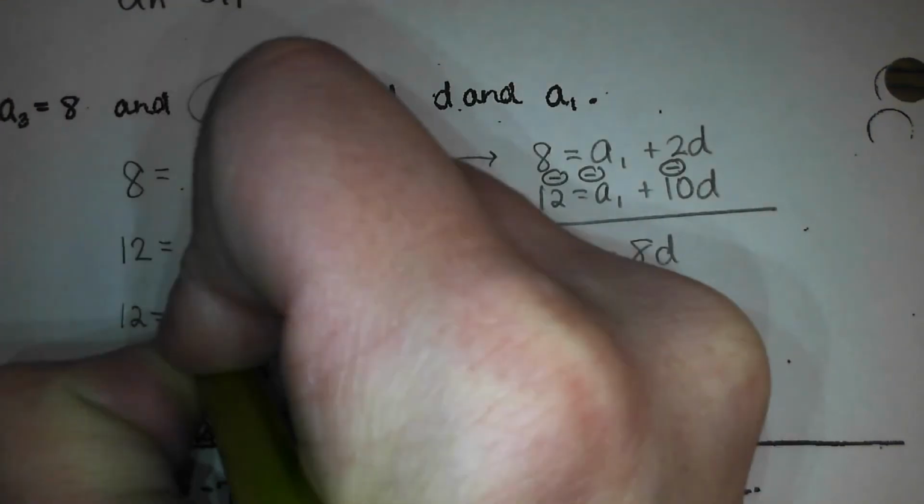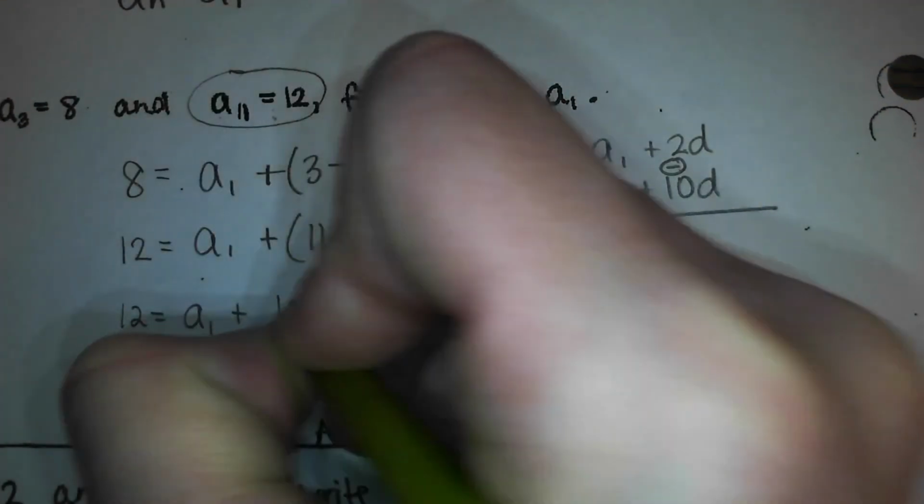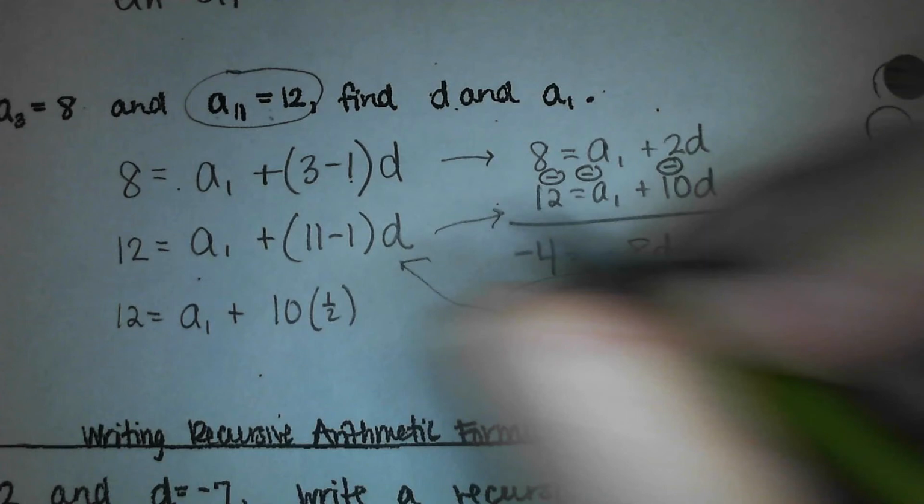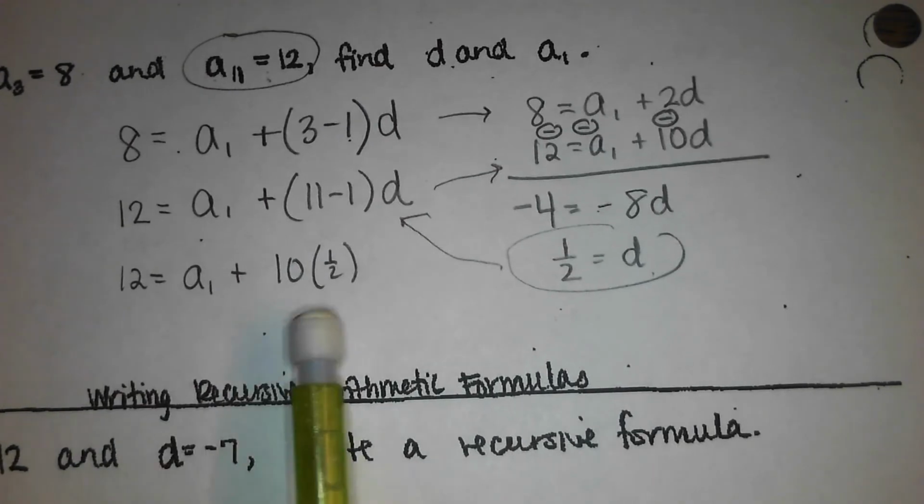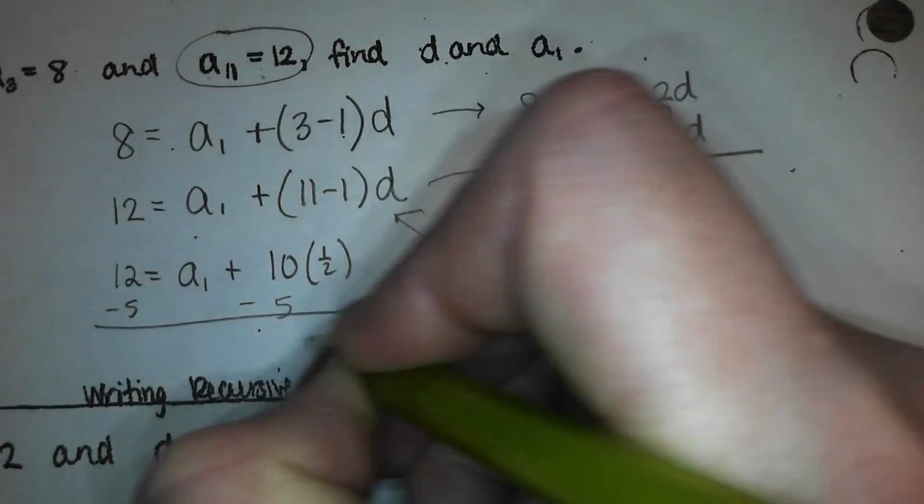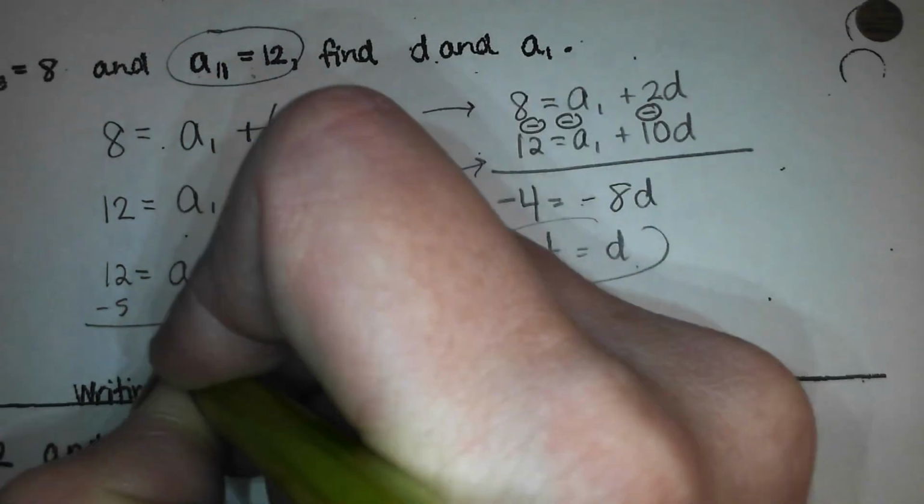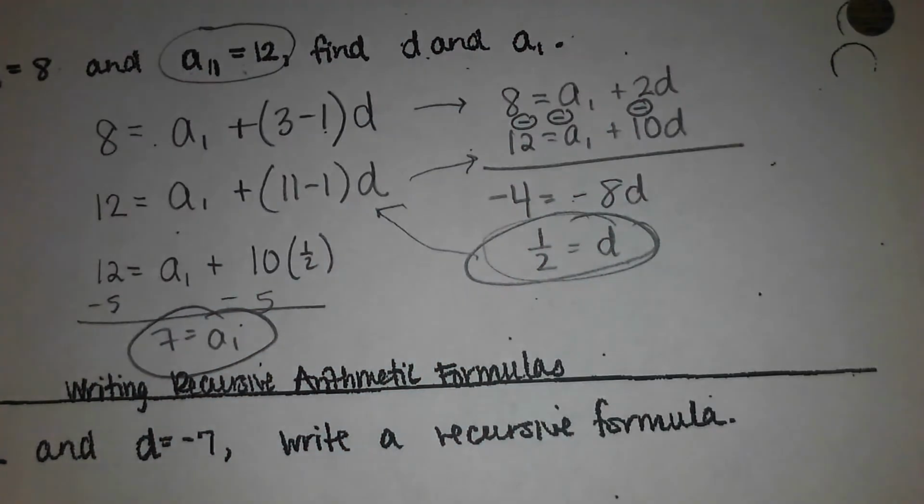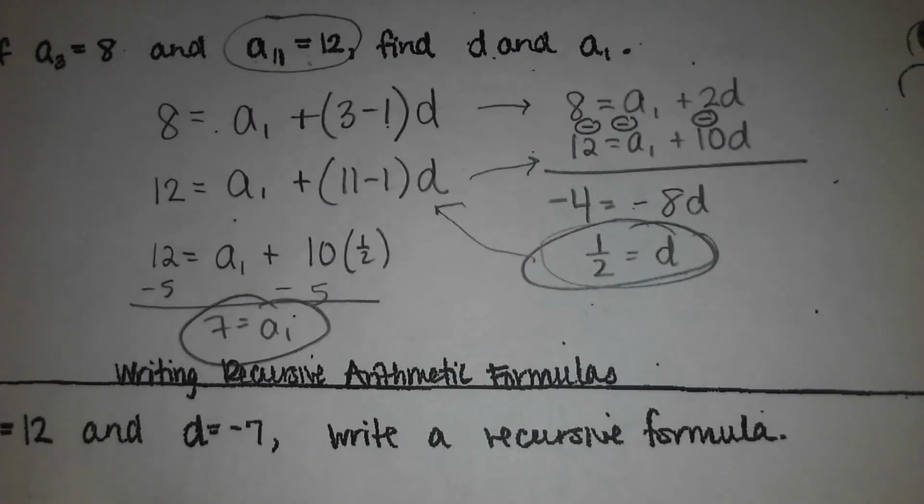So 12 equals a sub 1 plus 10 times 1/2. 10 times 1/2 is 5, right? So subtract 5 from both sides, and there's your a sub 1. A sub 1 equals 7. I've found the two missing pieces of information. Good.